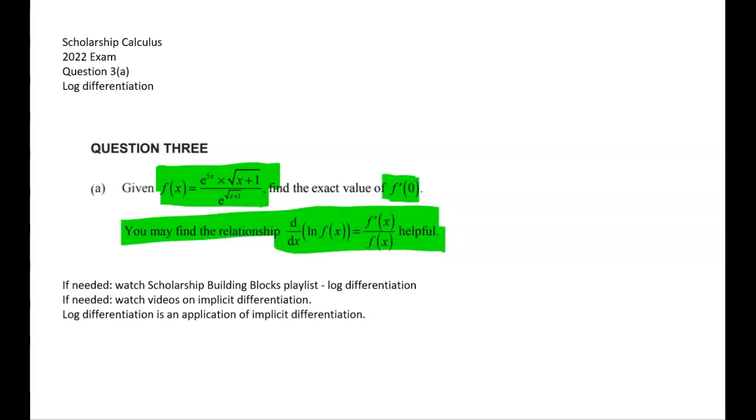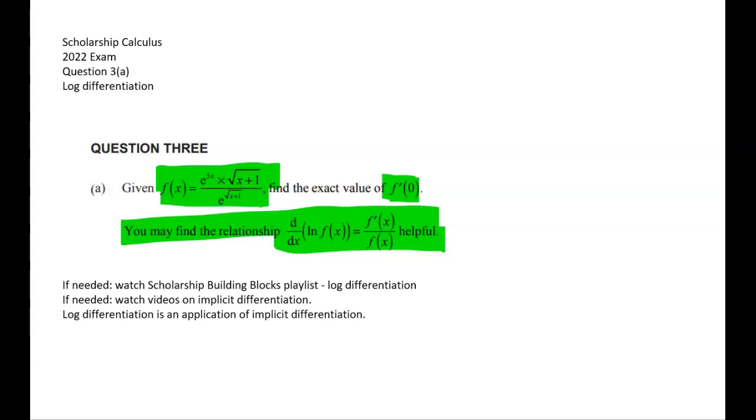So I'm going to do this question twice. I'm going to do it once using log differentiation and once not using log differentiation. Now, doing it not using log differentiation was actually not as bad as I expected, but you have to do a few simplification steps first in order to avoid a big mess.